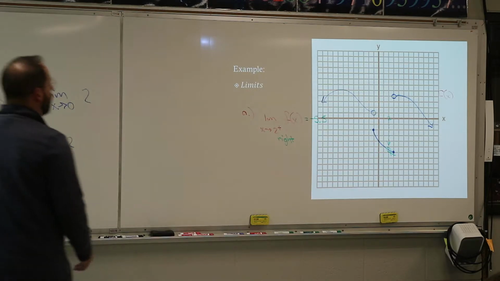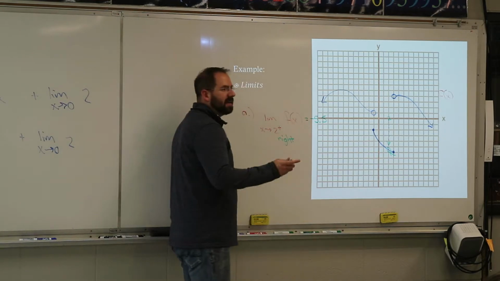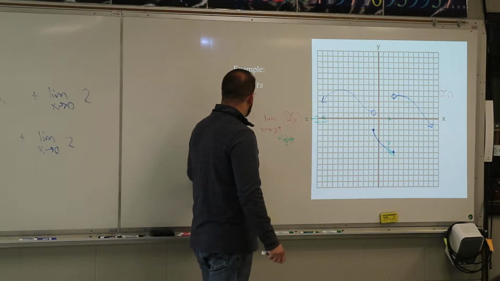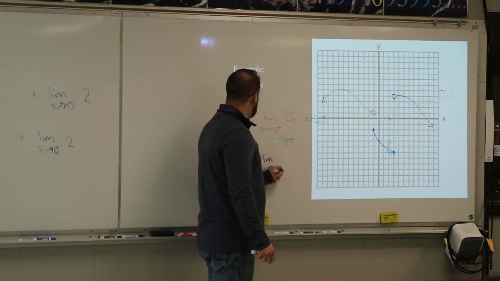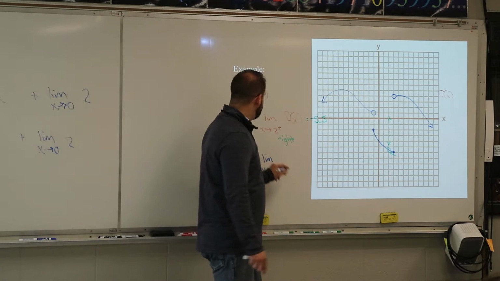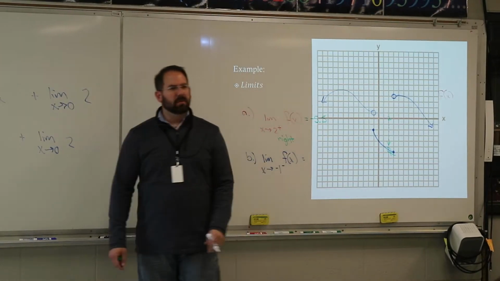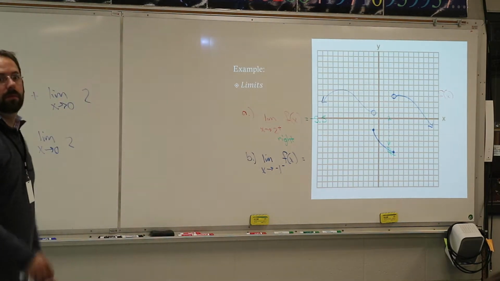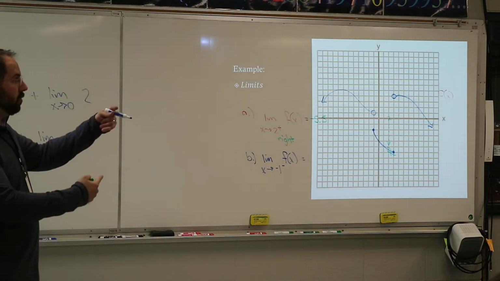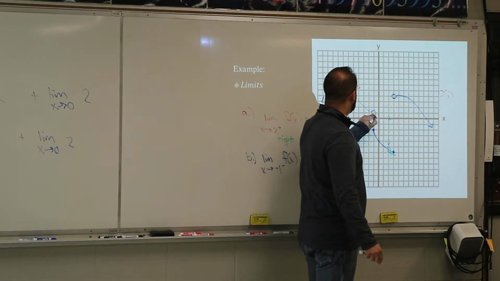Now, let's go with the same exact idea. Now this is part B. I want the limit as x approaches negative 1 from the left side. Negative 1 from the left. The graph has 2 spots, right? As I go to negative 1, here's negative 1 now.